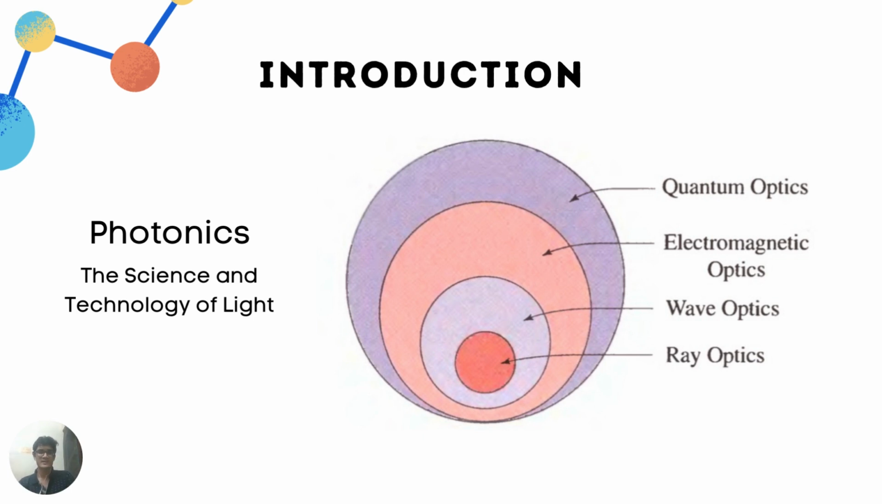Photonics is defined as the science and technology of light. It involves generation, manipulation, and studying the interaction of light with matter. The study of light started with ray optics. Later, as the Venn diagram here explains, ray optics falls into wave optics. Wave optics is again engulfed by electromagnetic optics. And finally, there is quantum mechanical optics.